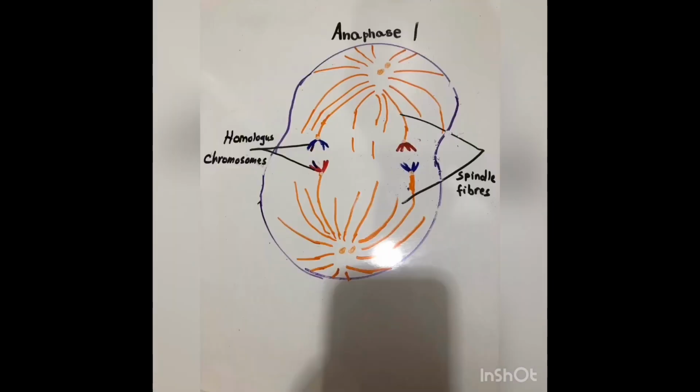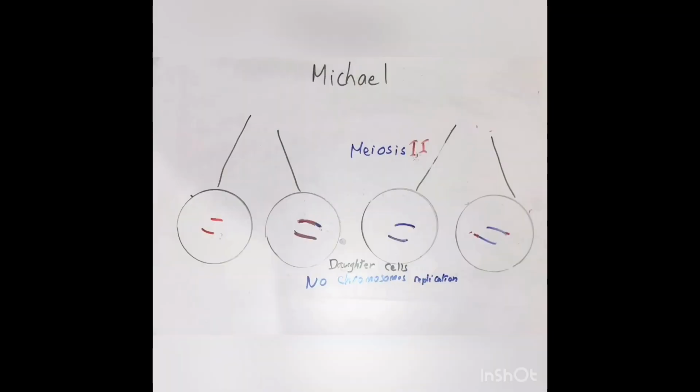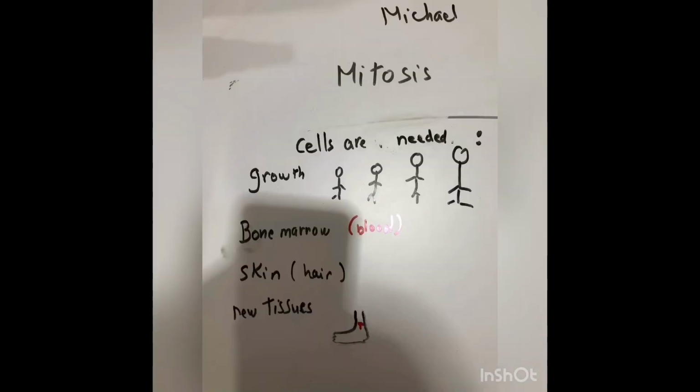In phases 3 and 4 of mitosis, 2 identical daughter cells are formed. In meiosis, 2 daughter cells are formed. In phase 2, meiosis 2, the 2 cells divide into 4 non-identical daughter cells.